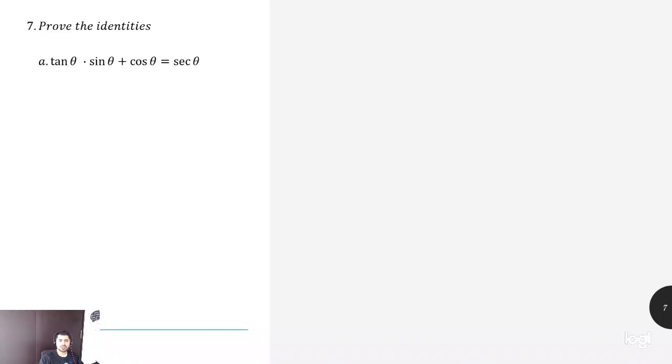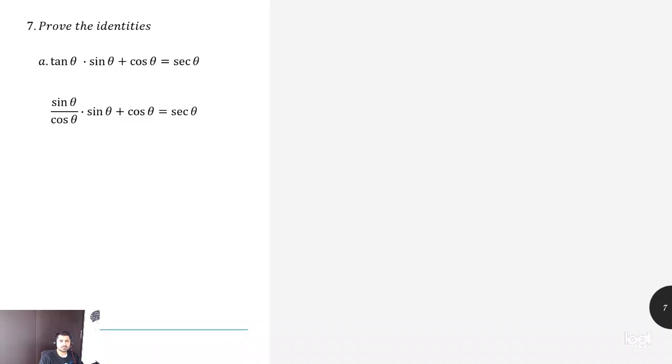Then we need to prove this identity. So we have that tan theta times sin theta plus cosine theta is equal to secant theta. You can manipulate the left part or the right part, whatever you want. I want to work on the left part. I think it's kind of easier. So then I need to put it in terms of sin and cosine first. So tangent is exactly equal to sin over cos, and then times sin plus cos, equal to secant.